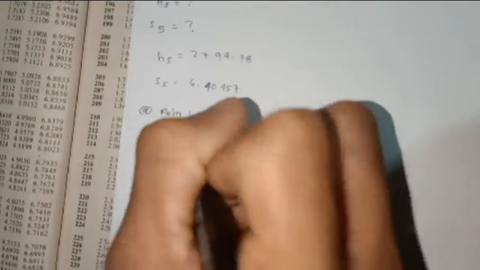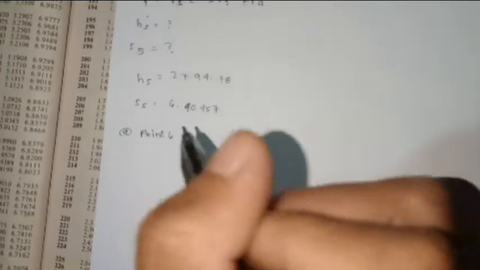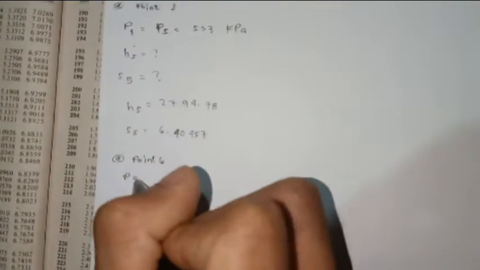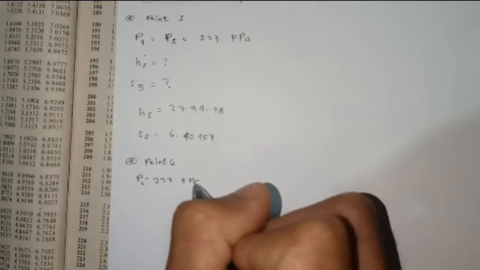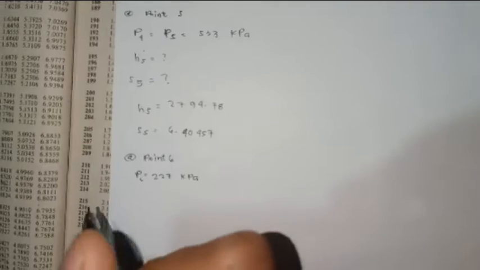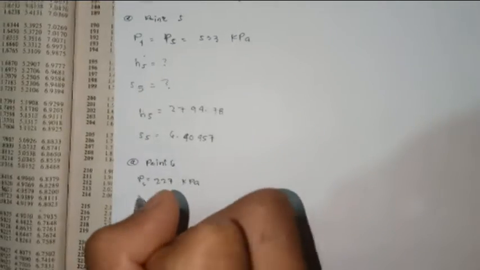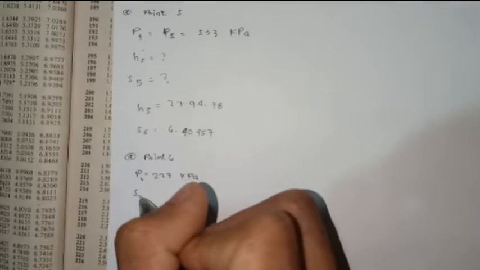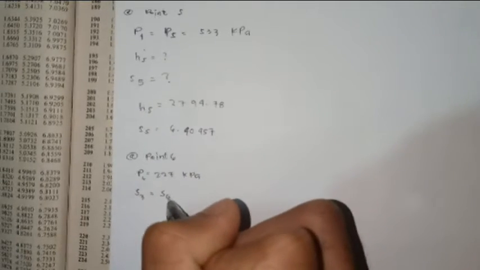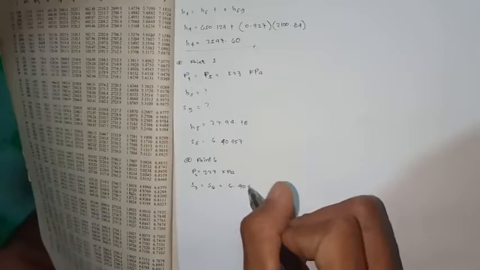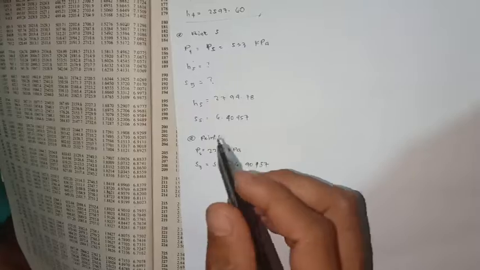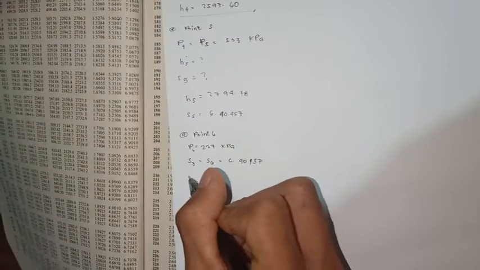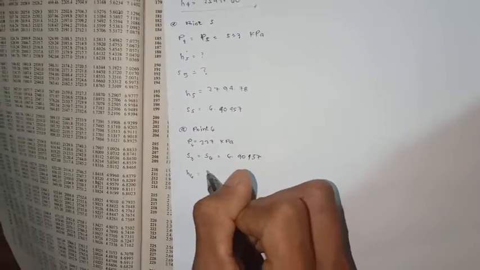So let's proceed to point 6. At point 6, the pressure is given, which is 227 kilopascal. And we already know that S5 is equal to S6, 6.90457. So to find the value of H6, which is the unknown.